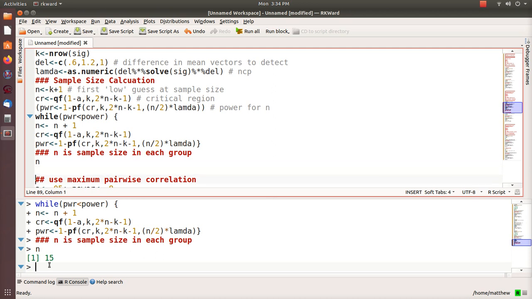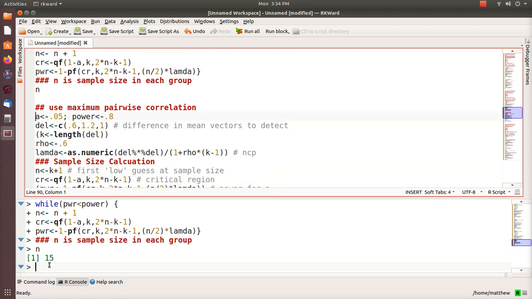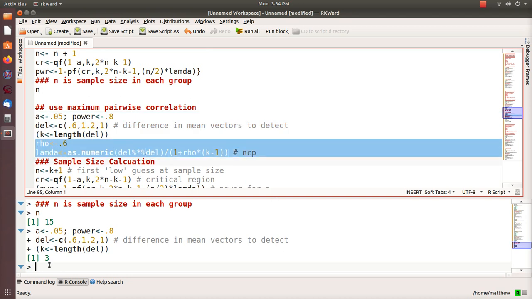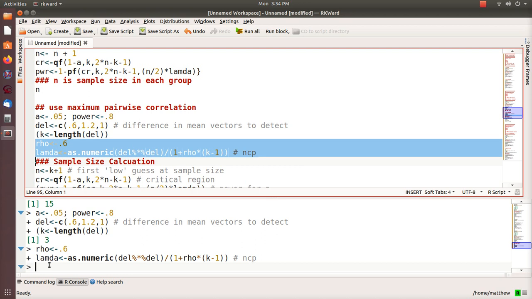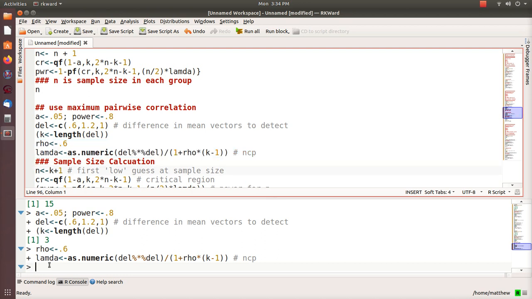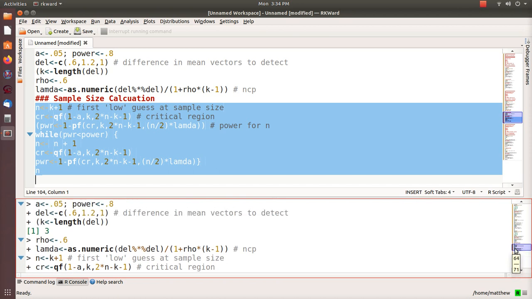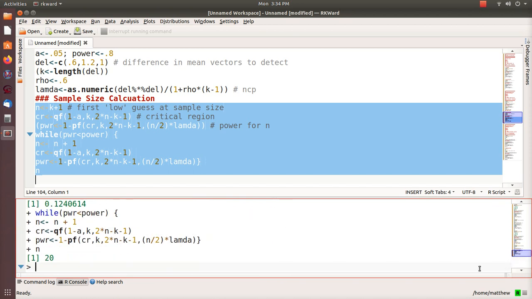observations. Now, if we only knew the maximum pairwise correlation, we'd run this. But instead of using the sigma matrix, we use rho, which is the maximum correlation between the observations. And then we run it through this algorithm to calculate n, and that's 20 per group. Now, if you noticed before, we needed 15 per group. Now we need 20. So that's 10 additional observations for only knowing partial information about the correlation matrix.